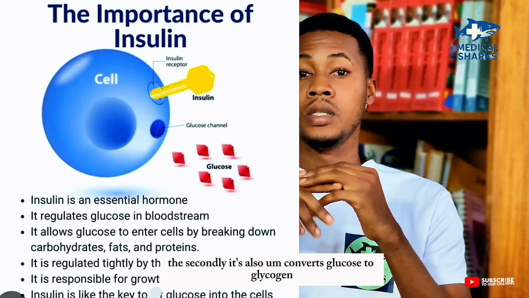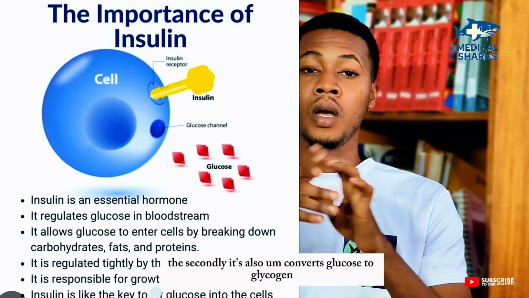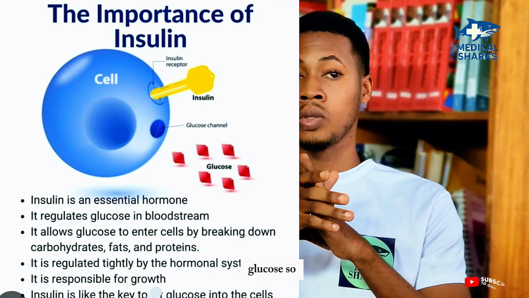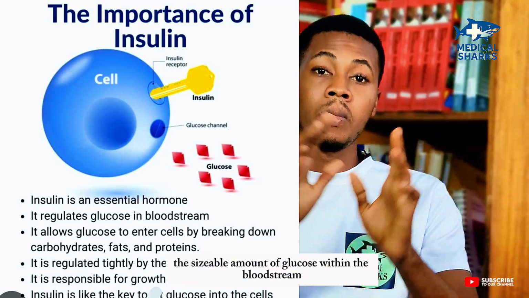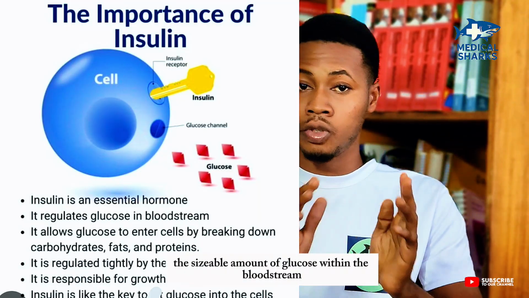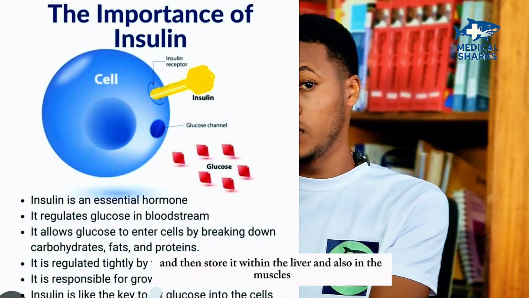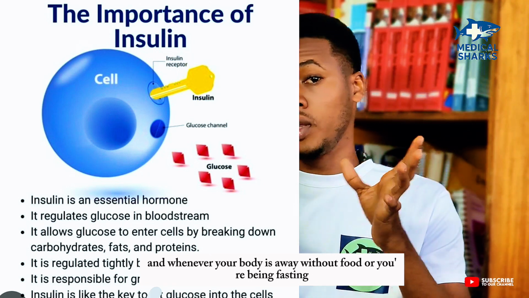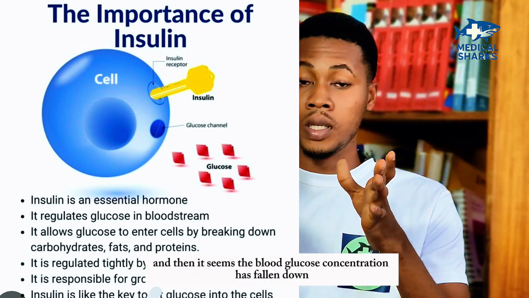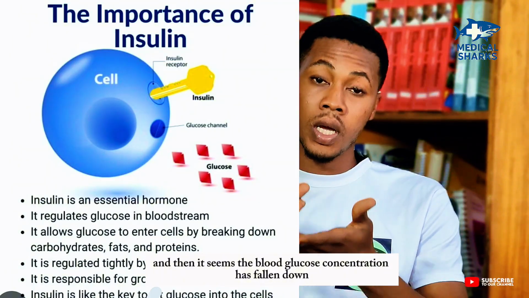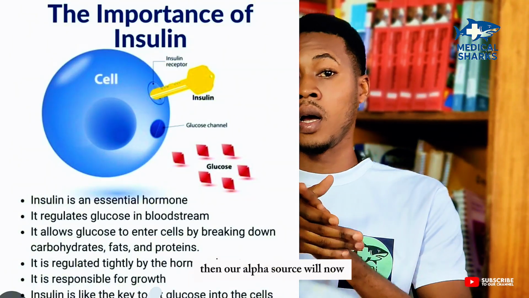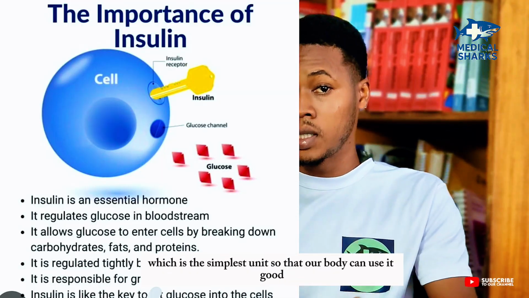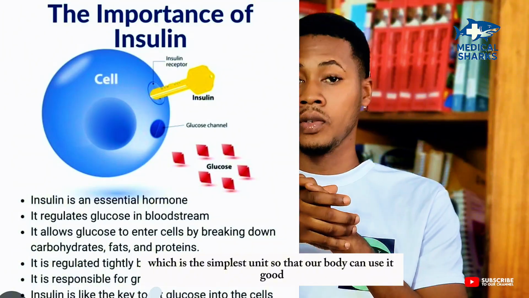Then secondly, it also converts glucose to glycogen, which is the stored form of what? Glucose. So the sizable amount of glucose within the bloodstream is going to be packed and stored within the liver and also in the muscles. And whenever your body is away without food, or you are fasting, and the blood glucose concentration has fallen down, then our alpha cells will release the glucagon to break it down to glucose, which is the simplest unit, so that our body can use it.